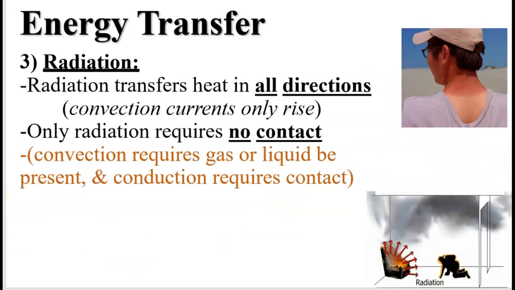Radiation will transfer heat in all directions, whereas convection currents can only rise. And only radiation will require no contact at all. Convection requires gases or liquids to be present, and conduction requires touch or contact. But radiation can happen without touching at all.